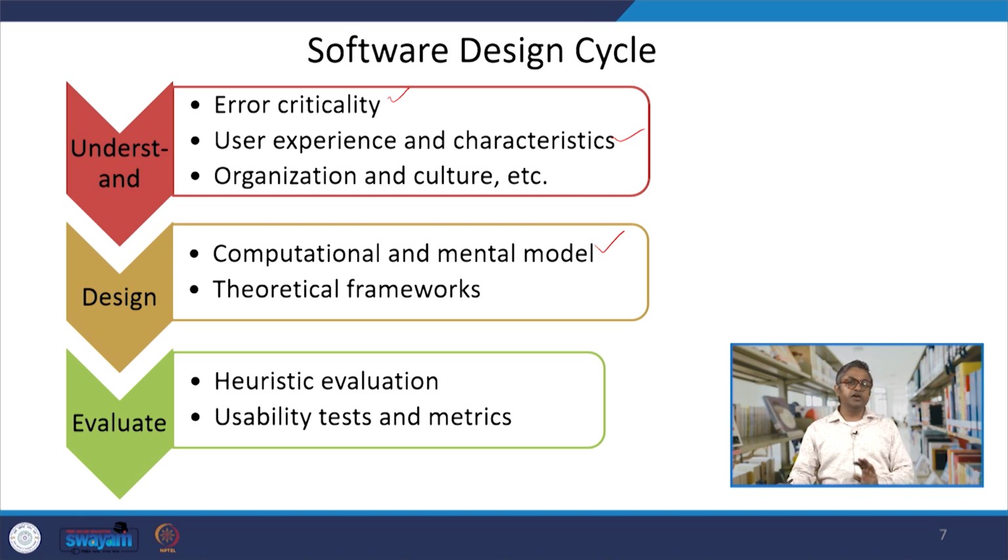And finally, evaluation. Evaluation will be based on two types. One is the heuristic evaluation, the way different steps, different stages are involved, one has to evaluate that. Second, usability test and metrics. How much is it usable? Is it effective to use? Does it have any challenges to use?